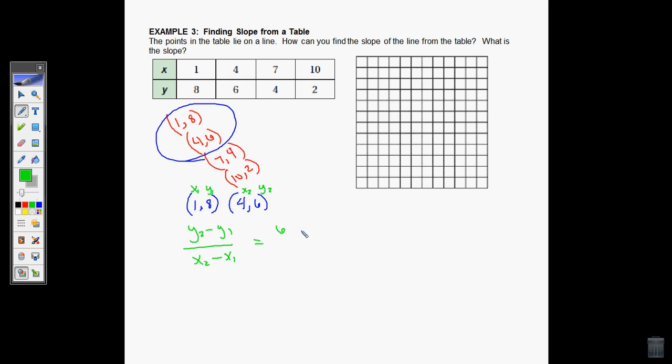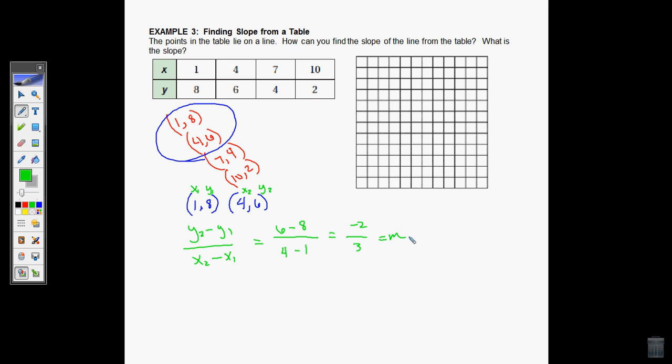y2 is a 6 minus y1, which is 8, over x2, which is 4, minus x1, which is 1. What does that give me? 6 minus 8 is negative 2. 4 minus 1 is 3. My slope is negative 2/3.